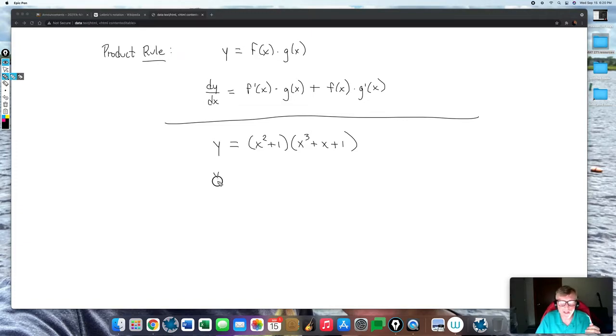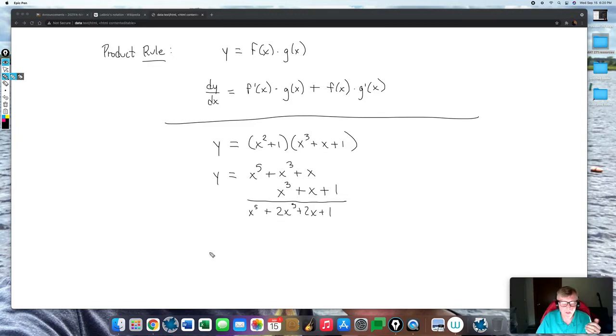So I'm going to stay in the algebra land. I'm not doing calculus yet, but I'm going to distribute everything out. So I'm going to do x squared times x cubed, x squared times x, x squared times 1, and then I'm going to do 1 times x cubed, and then 1 times x, and then 1 times 1. Okay, so all this stuff multiplied out is x to the 5th plus 2x cubed plus 2x plus 1.